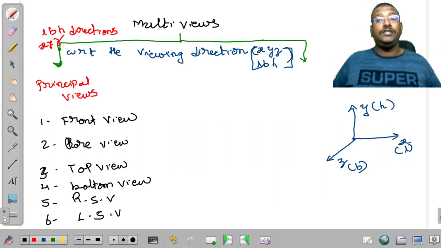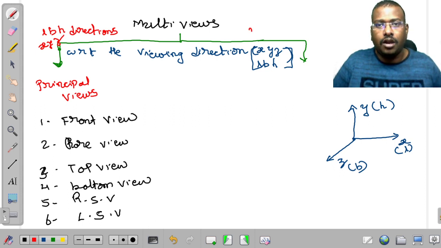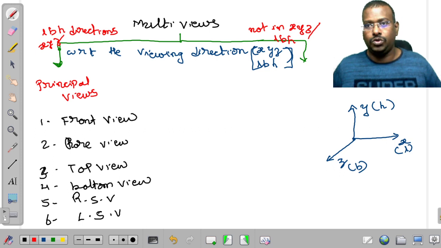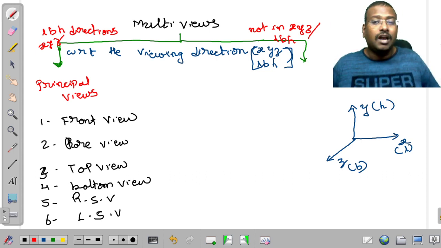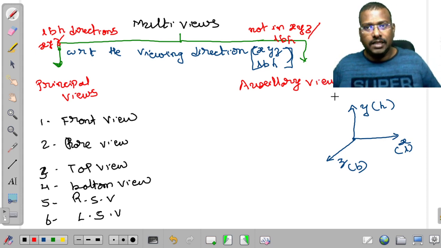So, sir, if it is not six, how many is it? Other than principal directions, if it is not viewed in X, Y, Z or L, B, H directions, then what are they called? Auxiliary views. What is meant by auxiliary? Auxiliary means other than. So these are called auxiliary views.